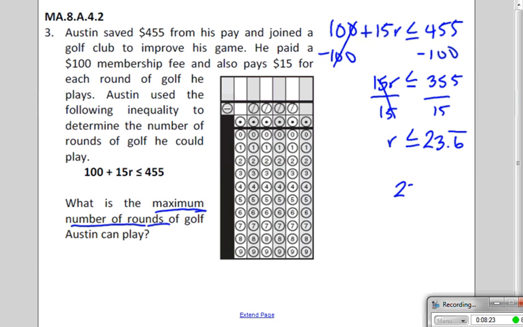The other reason that we know that the maximum number of rounds is 23 is because it asks for maximum, and this number, my answer choice, must be less than 23.6. And 24 is not less than 23.6. So the answer must be 23.